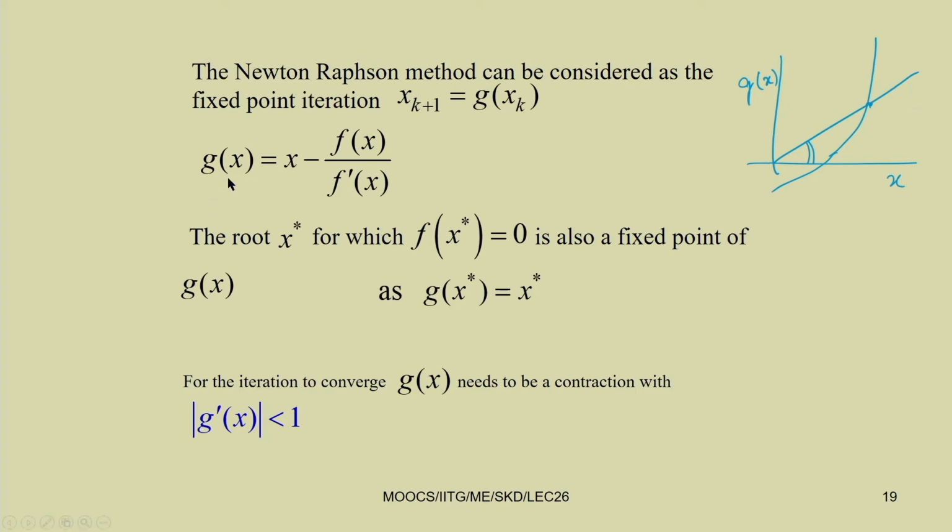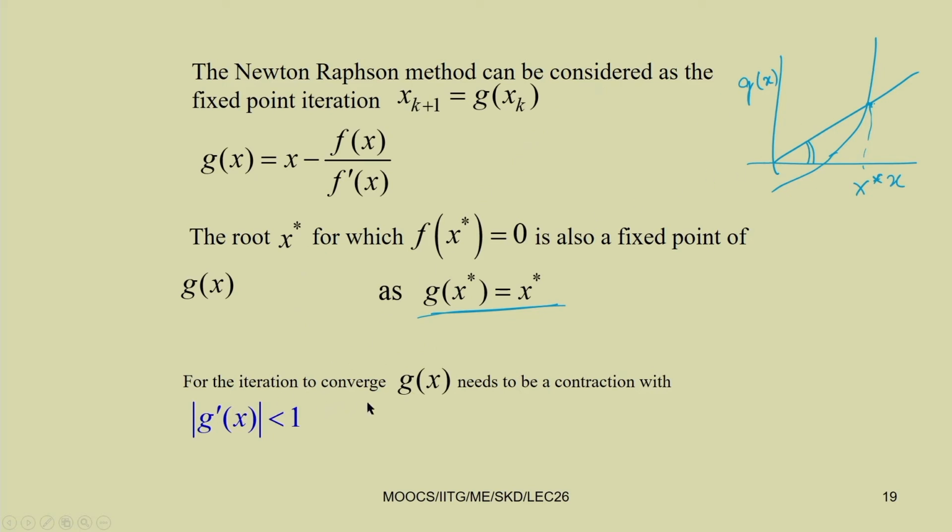So, we know g(x) equal to x minus f(x) by f'(x). If this is the root x star, and x star is the root of the equation f(x), then f(x star) equal to 0. So, that is a fixed point of g(x) as g(x star) equal to x star. So, we can get g(x) by putting this equation g(x) equal to x minus f(x) by f'(x). So, we can get the root of this equation.